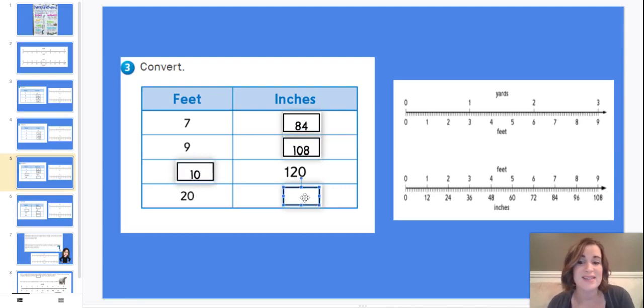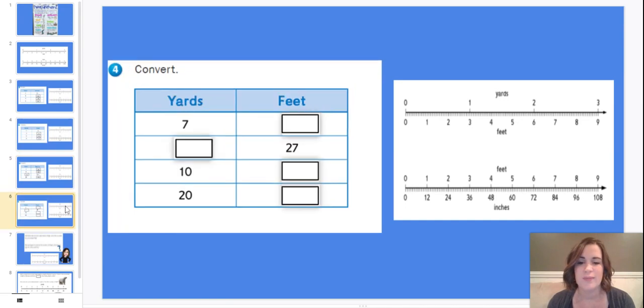Finally, it's asking us how we would convert feet to inches if we had 20 feet. That is nowhere on our conversion chart here, but we do know that there's 12 inches in a foot. So I can take 20 times 12, and that would give me 240. Good job. Let's go to another one.